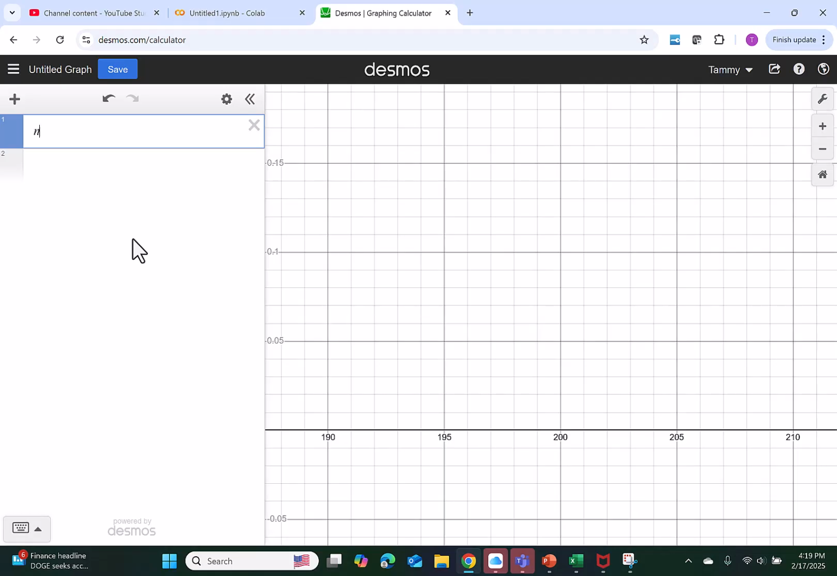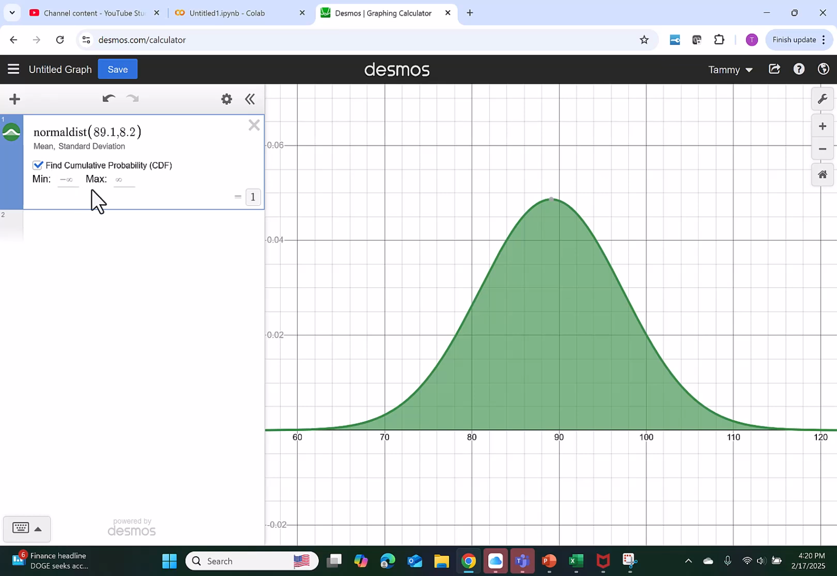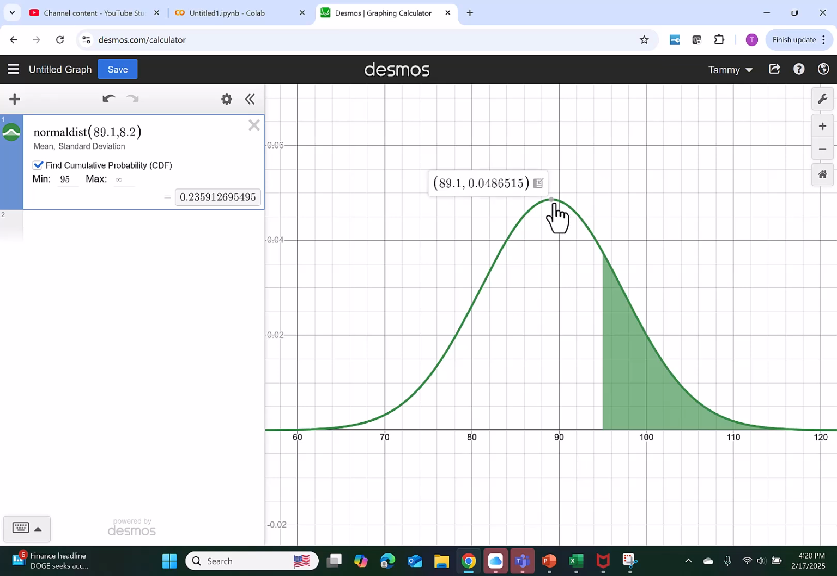So back to Desmos, we type normal dist, we put in our mean of 89.1, our standard deviation of 8.2, click on zoom, click on cumulative, and then we want over 95, so we put 95 as the min, we leave the max at infinity, and it says our answer is 0.2359. Again, you can refer to the graph to see your mean at 89.1. You can see over where we're looking at 95, and it's shaded to the right to show 0.2359 of the graph.